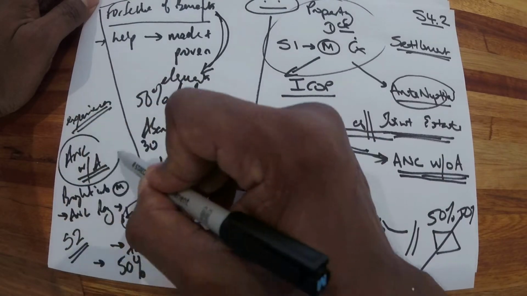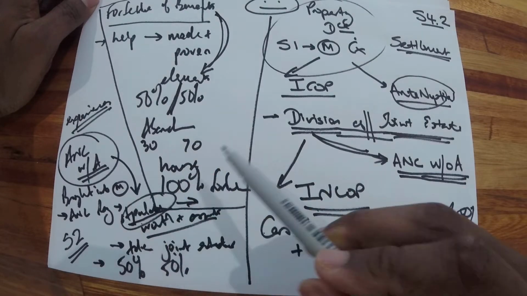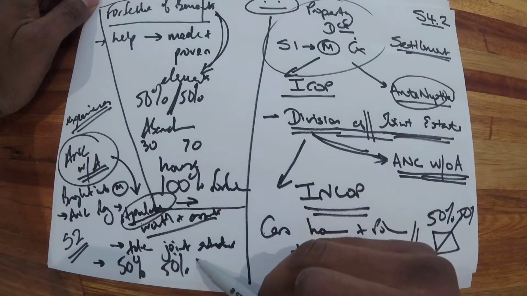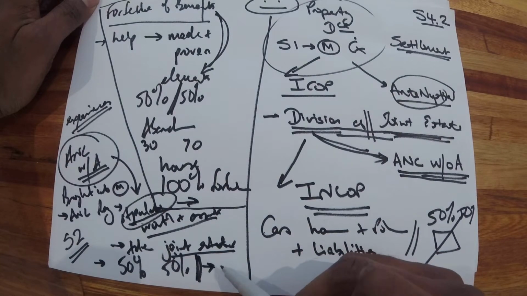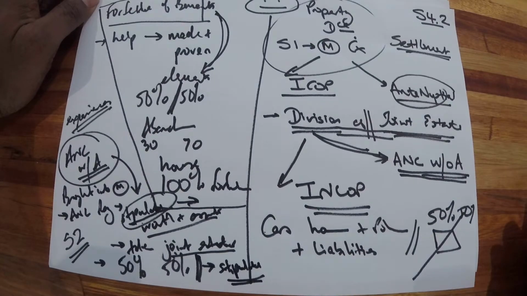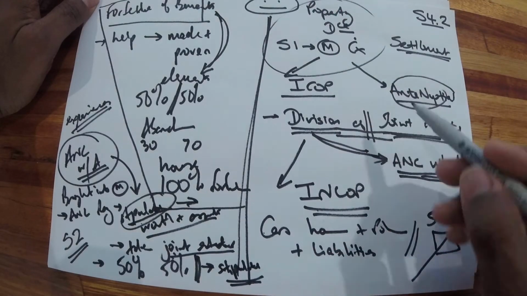But with the accrual, there's a problem if there's no stipulation in the anti-nuptial contract, meaning that in fact everything in the joint estate is divided 50-50. So therefore be very mindful of stipulating the assets you want to remain your exclusive property. That is division of the joint estate in a nutshell.